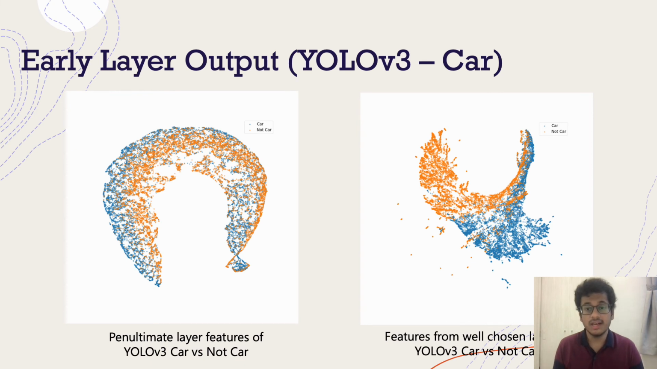If we train a state-of-the-art object detection model called YOLO v3 to detect cars and plot its penultimate layer features for objects which are car, ID, and not car, that is OOD, we get the image on the left. Plotting the OODL features gives the image on the right. We can clearly see that the features are relatively much more well separated when extracted from the OODL.